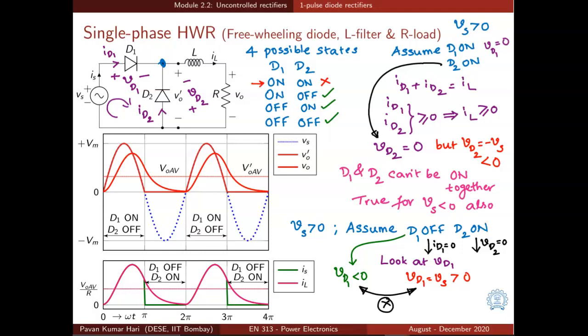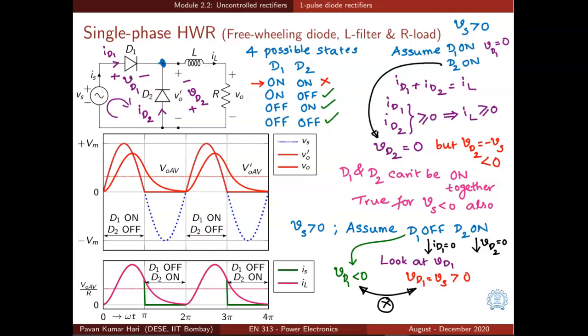Now, how do we know which is the valid state among the other three? Let us assume one state. Vs is greater than 0, and let us assume that D1 is off and D2 is on. Since D1 is off, ID1 is 0, and since D2 is on, VD2 is 0. So since we have assumed that the diode D1 is off, we need to look at the voltage across it and make sure that it is negative.